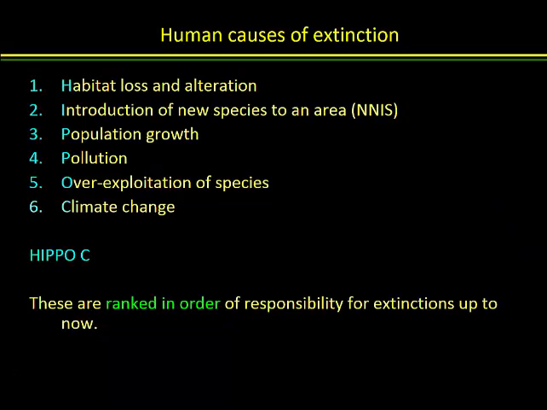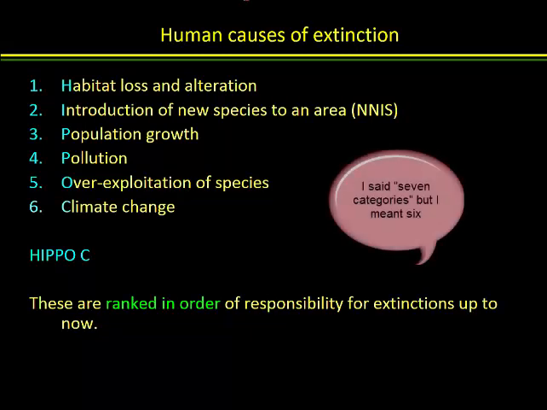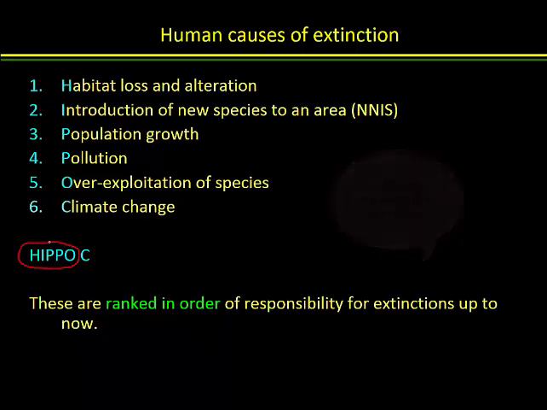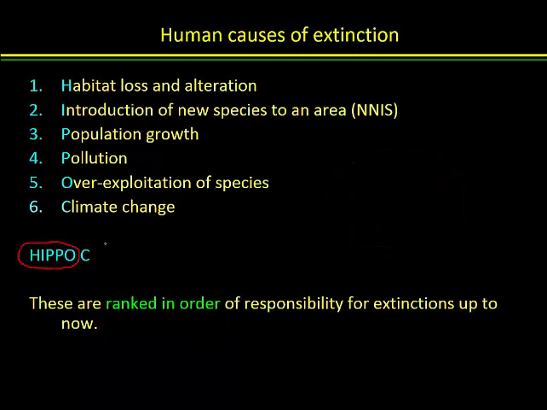We can group the causes of extinction into 7 categories. And several years ago, Edward O. Wilson, an Alabama native and one of the greatest living scientists today, at least here we are in 2020, coined the mnemonic of HIPPO to help remember these 5 of these categories. Since that time, we've added climate change as a driver of extinction.